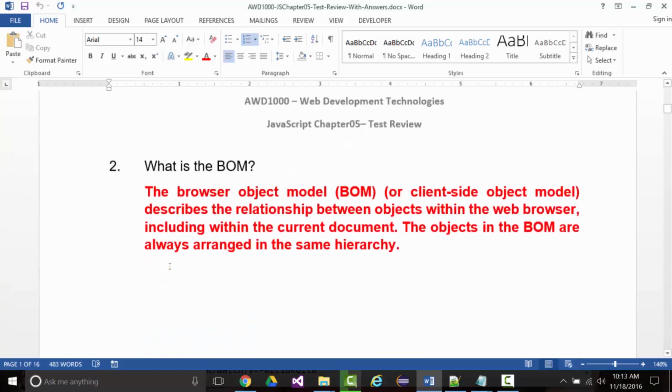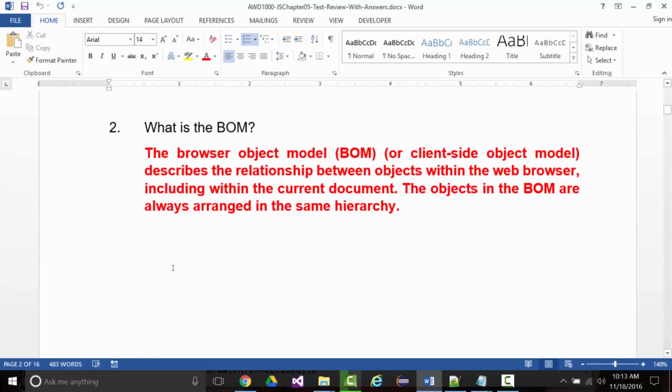Okay, question number two. What is the BOM? We already talked about this. Really, that picture I showed you was the BOM, and the window object is just part of the BOM. And again, remember, at the end of each chapter is a summary where they give definitions. These are all in there. It was on like page 349 or something like that. It's on 349, 350, 351, which are all the definitions in the chapter.